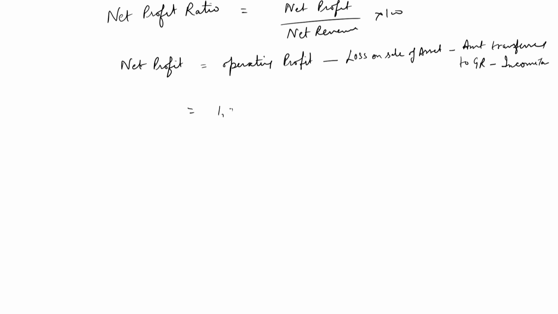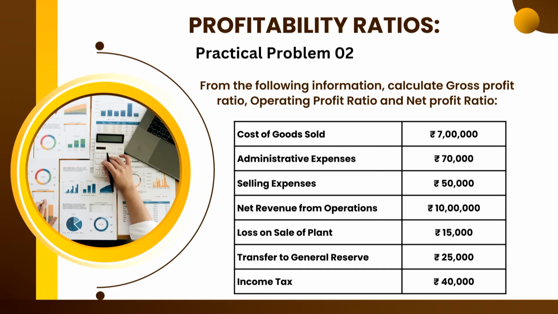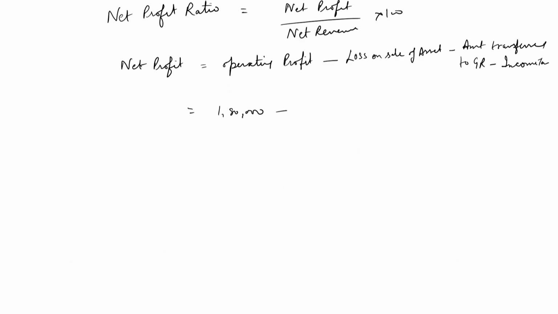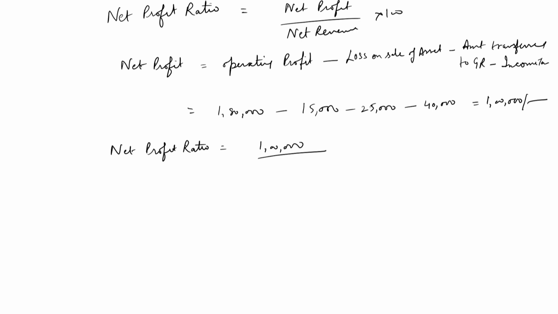So the operating profit in the question was 1,80,000 and the loss on the sale of asset is given as 15,000. Amount transferred to general reserve is 25,000 and the income tax paid in the question is given as 40,000. So the net profit amounts to rupees 1 lakh. So the net profit ratio will be equal to net profit, as we just computed at rupees 1 lakh, divided by the net revenue from operations of 10 lakh. So it reaches the figure of 10%.